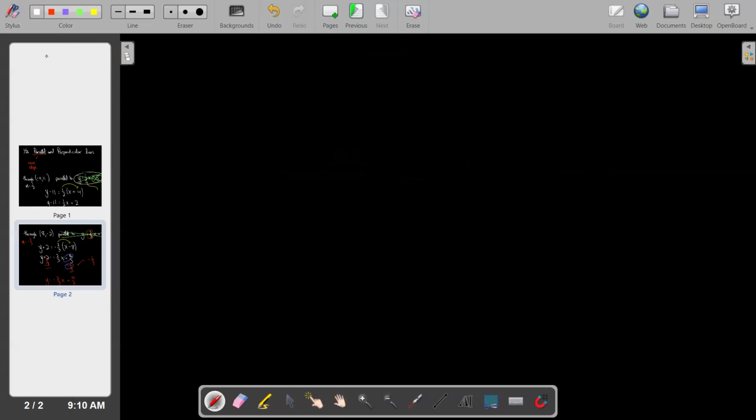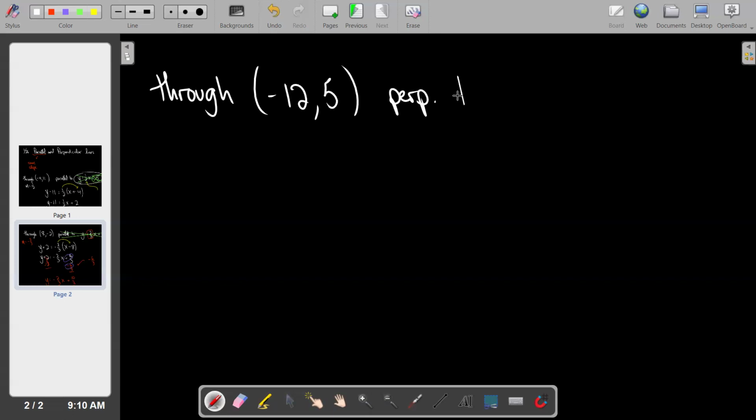All right, let's go again. And again, I'll give you a couple minutes to be on your own with this. Let's go through the point negative 12, 5. And let's be perpendicular to the line y equals 3x minus 724.6 repeating. And why did I put 724.6? Doesn't matter. Because it doesn't matter, right? So I think that we're all to the point where we understand that. That number is completely irrelevant.